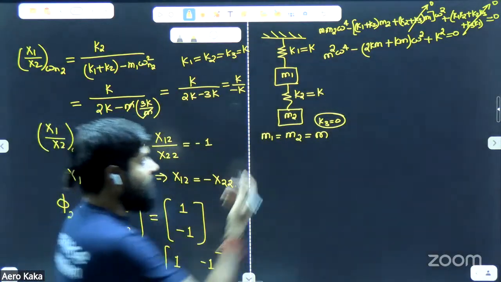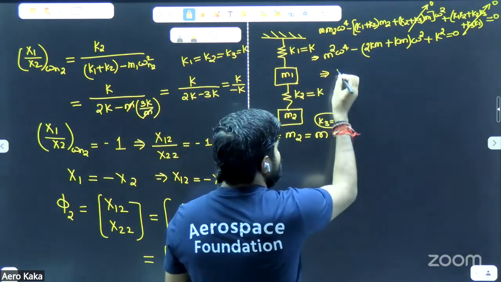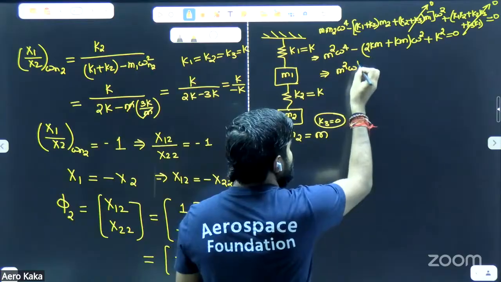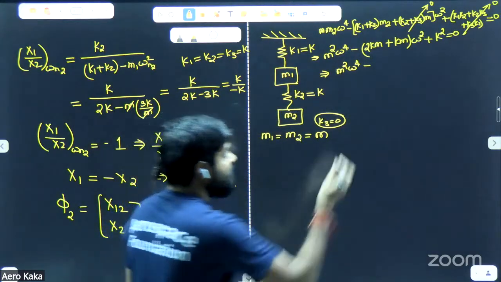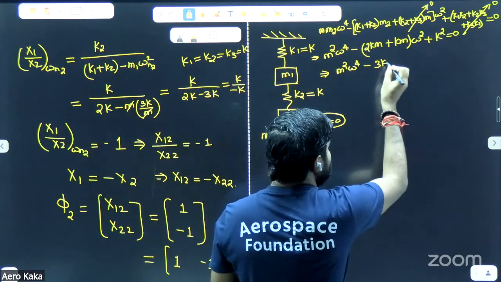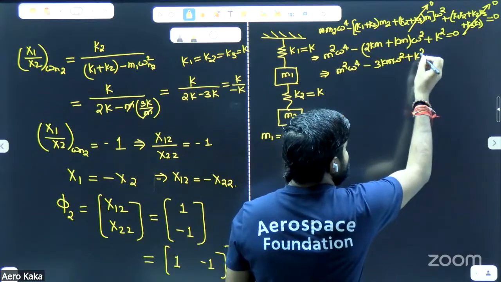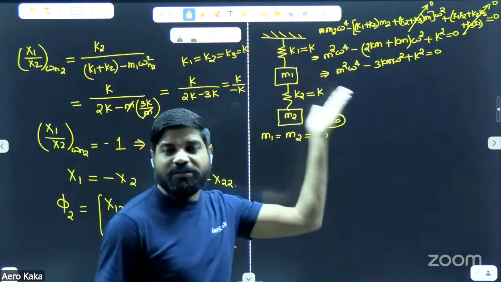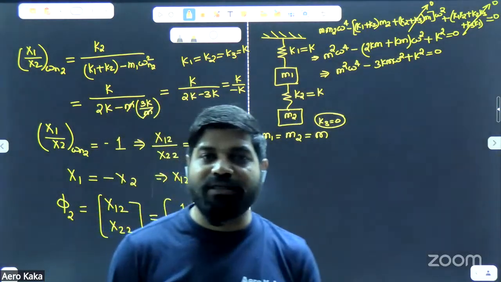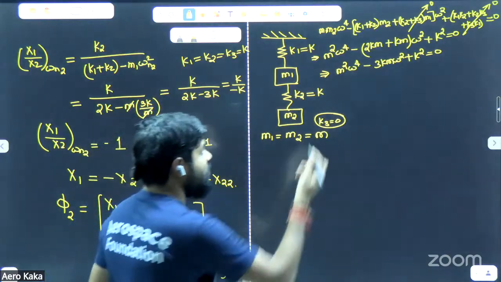Now, if you further simplify it, you can write M square omega raised to power 4 minus, 2 plus 1 is nothing but 3, so you can write 3Km omega square plus K square u is equal to 0. This equation is a quadratic equation in omega square only. Calculate what the roots of this equation are.